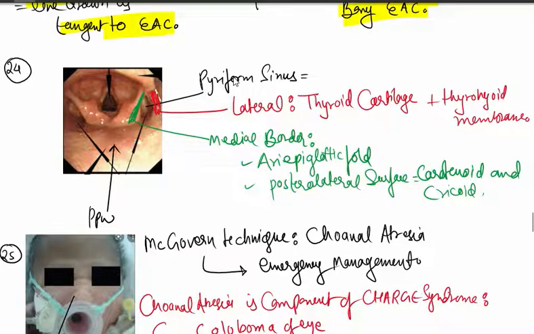पायरिफॉर्म साइनस, व्हाट इज इट्स सिग्निफिकेंस? जब भी कोई फॉरेन बॉडी खाते समय अटक जाती है फूड पार्टिकल, तो यहीं पे डिसलॉज हो जाती है. दैट इज, तो इसके बॉर्डर पूछे जाते हैं. तो लैटरल बॉर्डर इज थायरॉइड कार्टिलेज एंड थायरोहायोड मेम्ब्रेन, एंड मीडियल बॉर्डर इज द एरी एपिग्लोटिक फोल्ड एंड पोस्टरोलैटरल सरफेस ऑफ कैरोटिनॉइड एंड क्रिकॉइड.